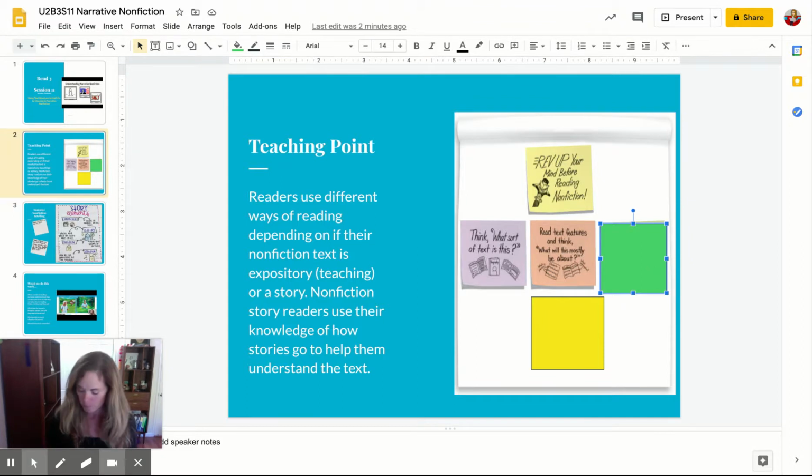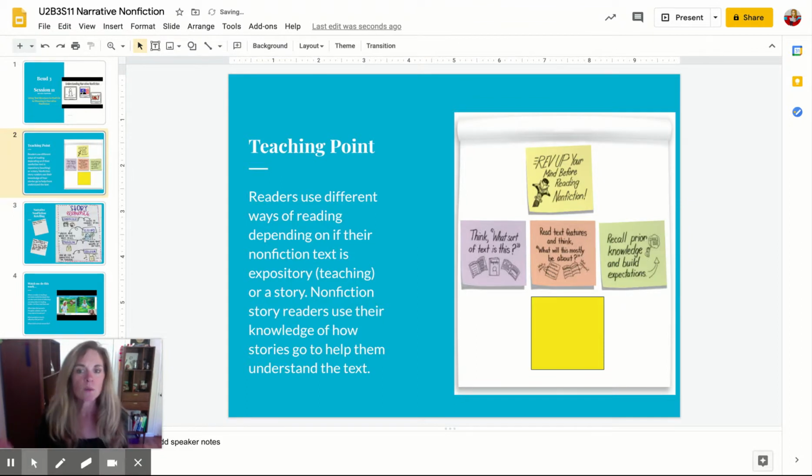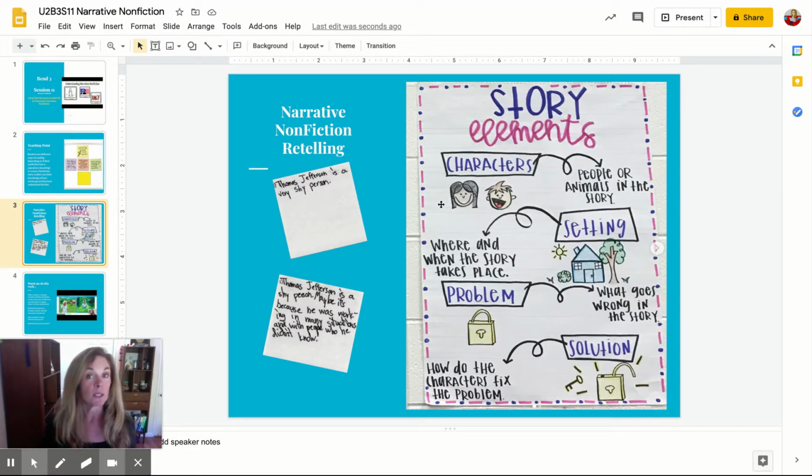Then you're going to recall prior knowledge and build expectations. So that's what you're doing, you're telling your brain, okay, we're going to think about this stuff. You're going to use what you already know about stories like these. Stories have characters, stories have a setting, stories have a problem. You think about what's going to happen, what goes wrong. Usually there's some problem in a story, and then there's a solution. You're thinking about that, but you're thinking about it in terms of your narrative nonfiction.